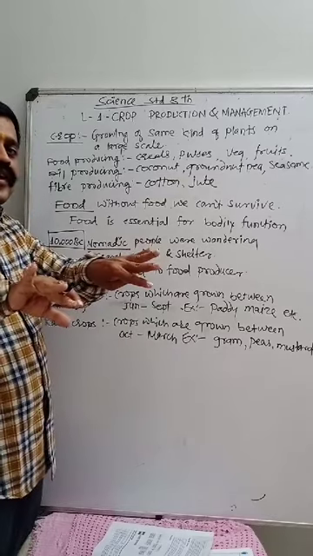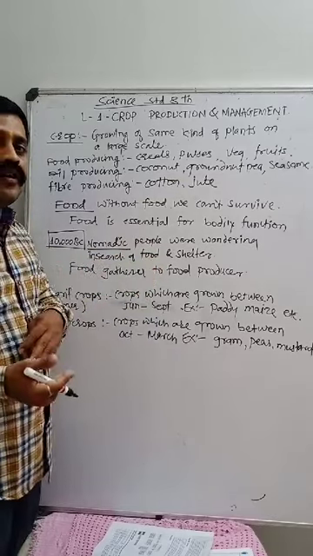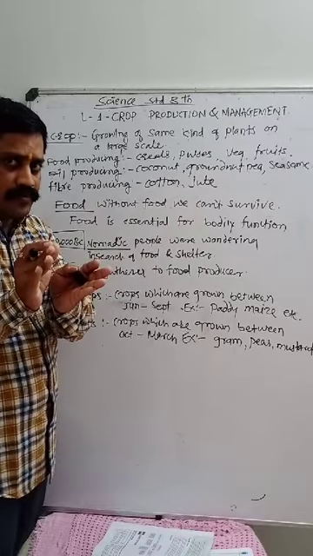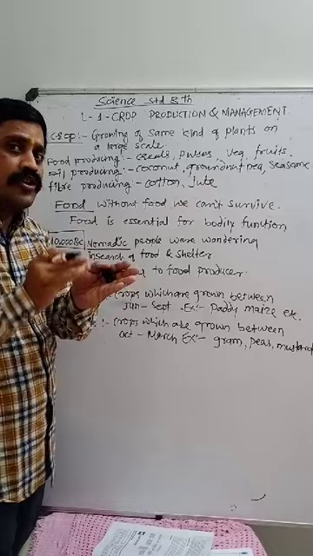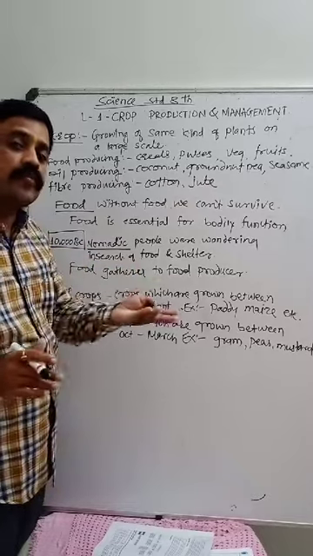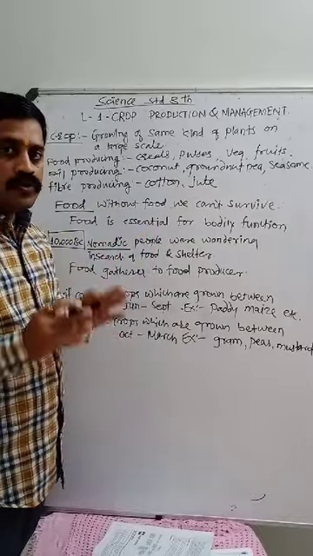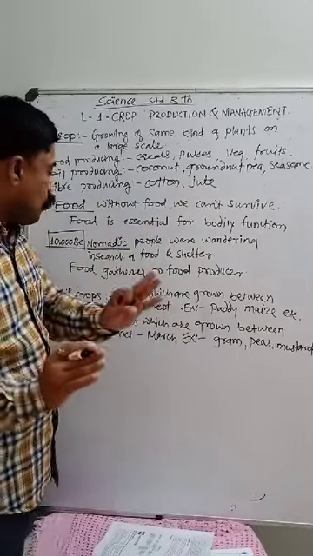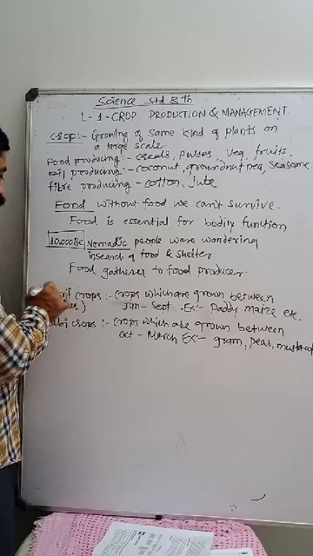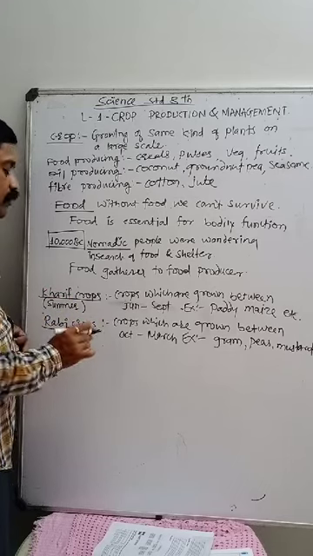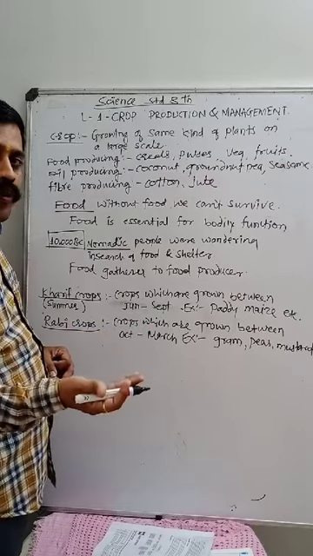Now crops can be classified on the basis of their growth in different seasons. For example, some crops are best grown during the summer season, and some crops need a cold atmosphere and grow best in the winter season. So on the basis of their season, crops are divided into two types. One is kharif crop and the other is rabi crop. Kharif crop and rabi crop, right?